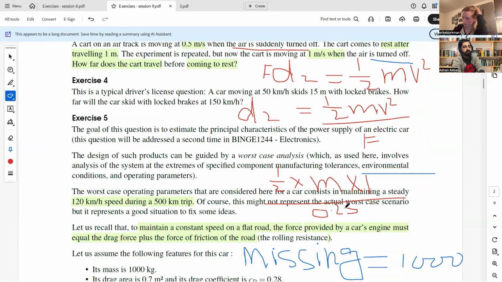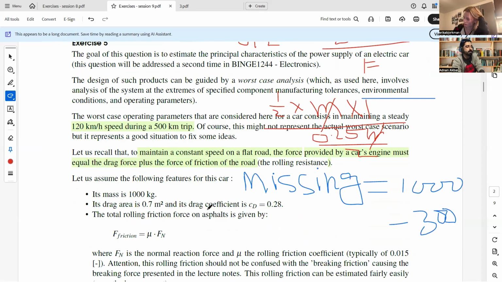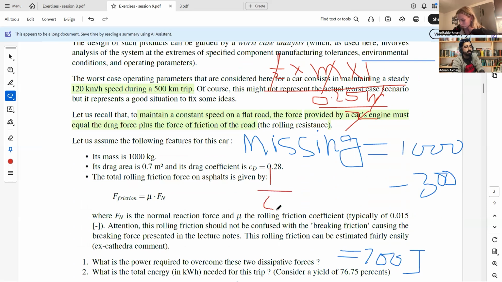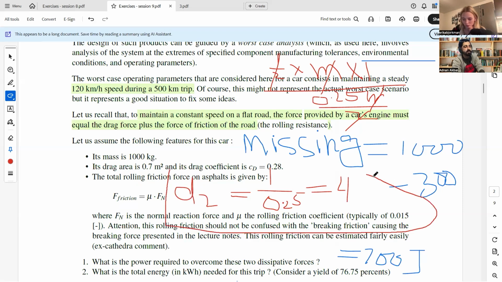0.25 m over 2. What you need to do is cancel this m by this m and simplify the other relation. That will result in some value. You can also cancel this 2 by this 2, and 1 by 0.25 is the remaining value here. That will result in 4. So the second covered distance when the velocity was 1 meter per second is d2 equal to 4 meter.